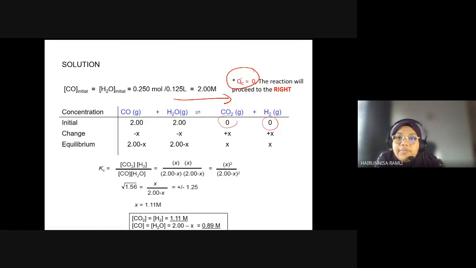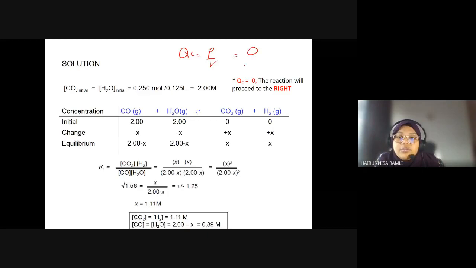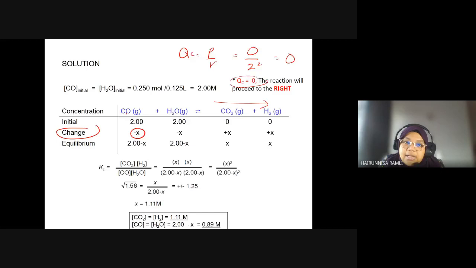Okay. So you boleh kira lah basically QC is equals to zero. Sebab QC is equals to product over reactant. Product you memang kosong. So you bahagi dua kuasa dua, kosong lah. Betul tak? So that's why bila QC kosong, dia akan proceed to the right. Proceed to the right means that for change, you akan dapat negative X dekat reactant. Then product you akan jadi positive X. Lepas tu at equilibrium, ICE. So this is 2 minus X for CO, sama juga untuk H2O and then for CO2, H2 dia adalah X.